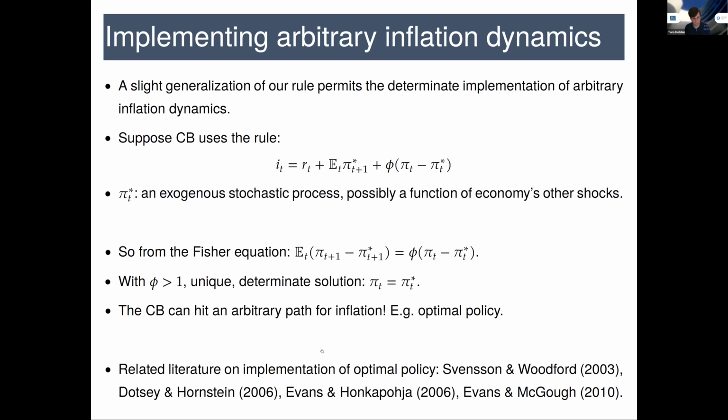So there's an older literature on the implementation of optimal policy via rules. And some of these rules that people come up with are quite complicated and quite fragile, maybe not robust across models. This is a way of implementing optimal policy that's robust across models, not fragile at all.